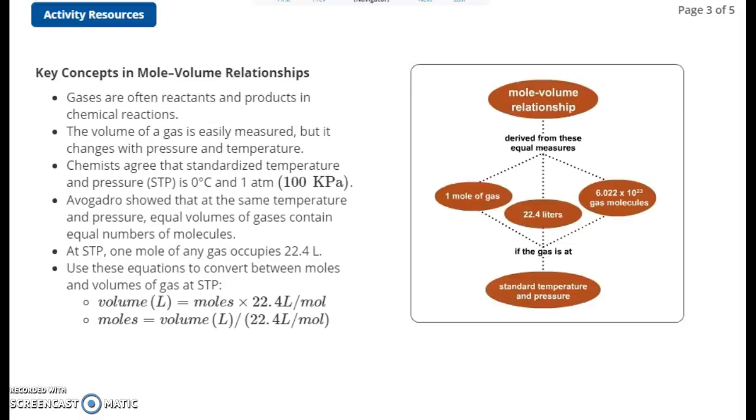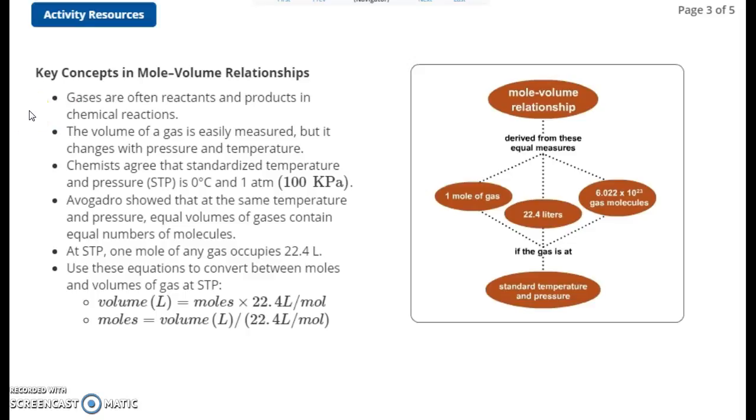Mole volume relationship derived from these equal measures. 1 mole of a gas is 22.4 liters, is also 6.022 times 10 to the 23rd gas molecules. However, for it to be 22.4 liters, the gas has to be at STP. It has to be at 1 atm for the pressure and 0 degrees Celsius, which of course is 32 degrees Fahrenheit.